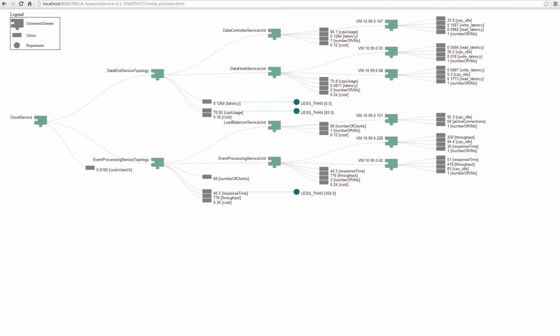MELA aggregates low-level metrics to complex ones, associated with the service unit, the topology, or the entire cloud service. MELA also provides mechanisms of tracking metric composition.